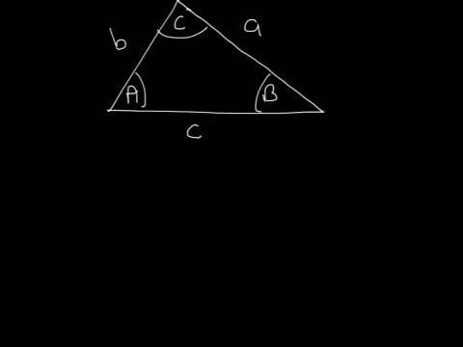Now I'm going to draw a line down here and make a right angle there, and then I'm going to consider this triangle here, and I'm going to consider this length here. Let's just label that x. So in that triangle here, x is opposite B and a is the hypotenuse of that triangle. So I can then say that the sine of B is x divided by a.